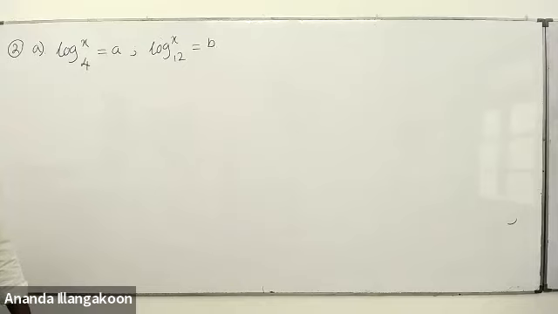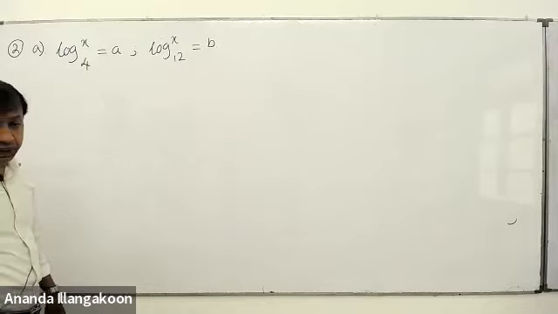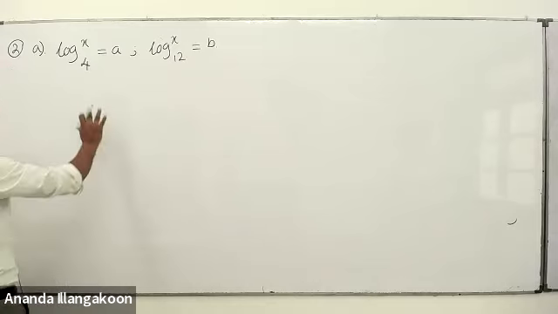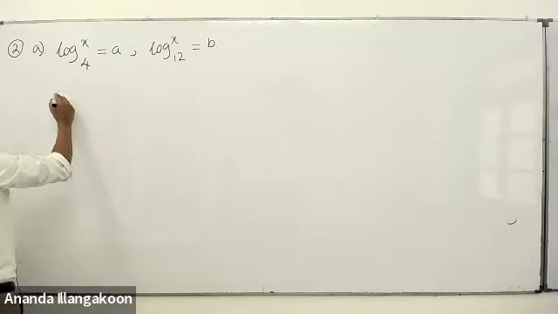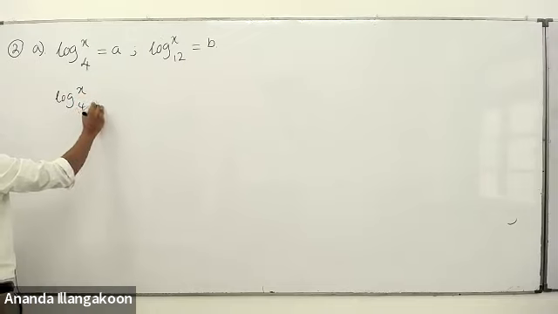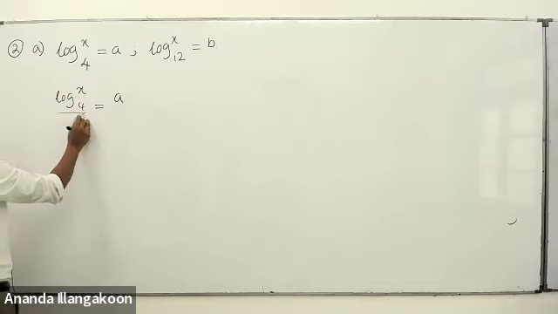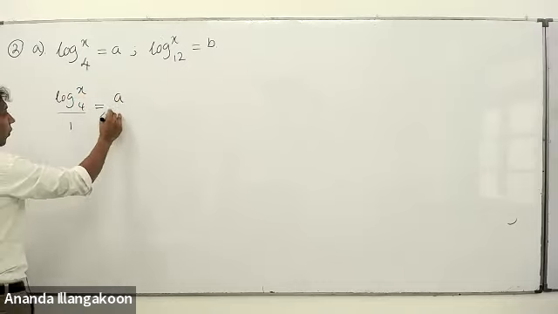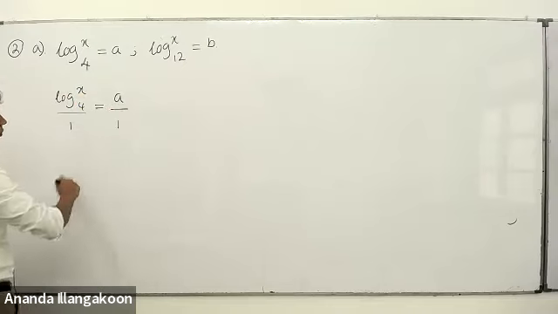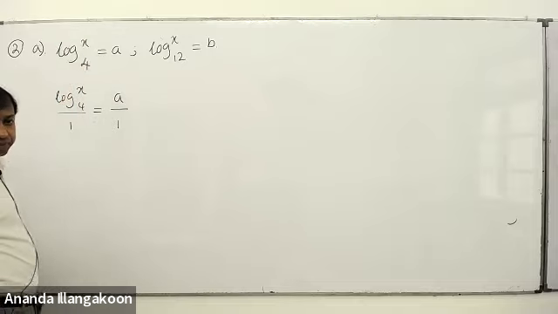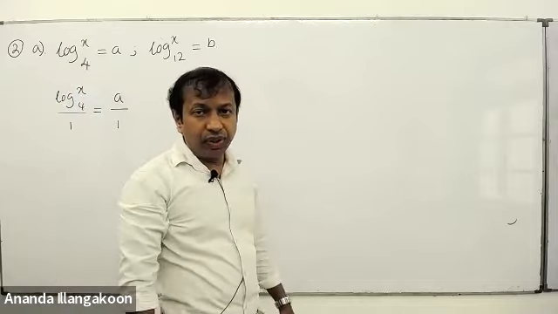Now we'll start the question like this. Now if I take this one, you know, dear student, log x to the base 4 is equal to a over 1, which means the left hand side denominator is 1 and the right hand side denominator is also 1. I think you agree with me.